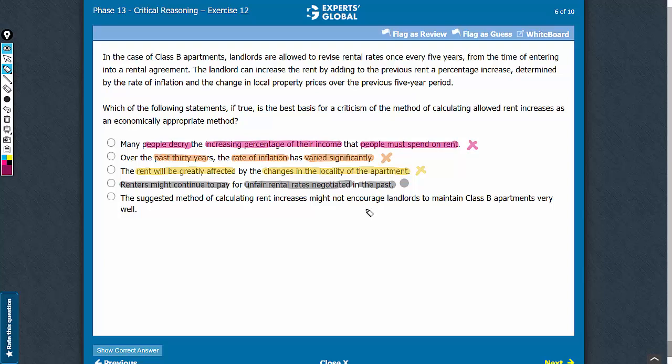Answer choice E. This answer choice talks about the landlord's motivation to maintain the apartments. This piece of information makes no suggestion regarding the economic appropriateness of the method of calculating allowed rent increases. So this answer choice is just additional information and does not weaken the conclusion. So let's eliminate this answer choice. D is the correct answer choice.